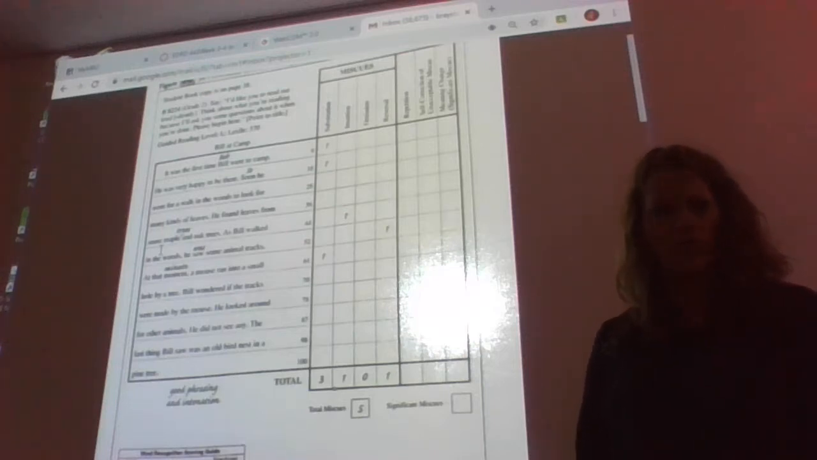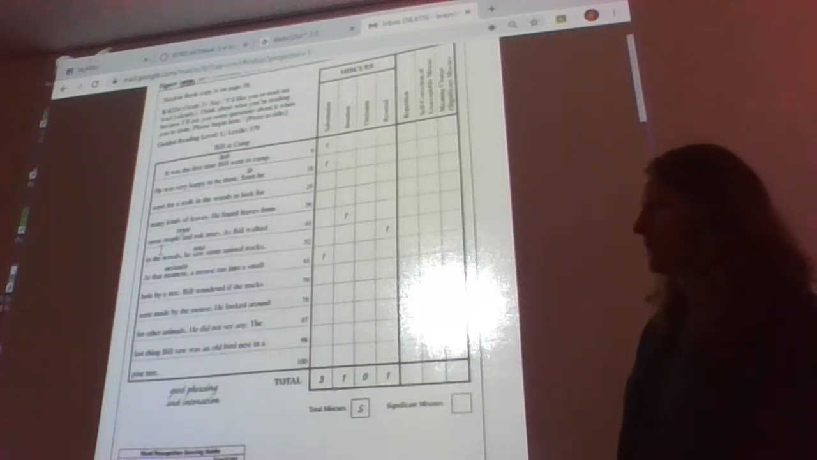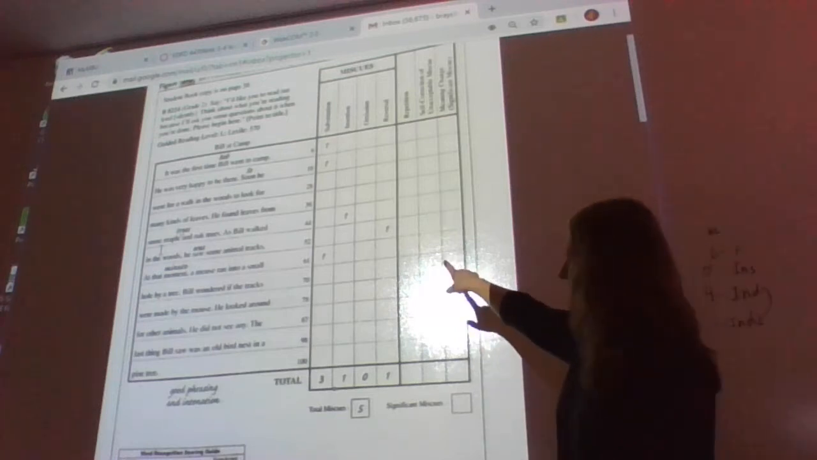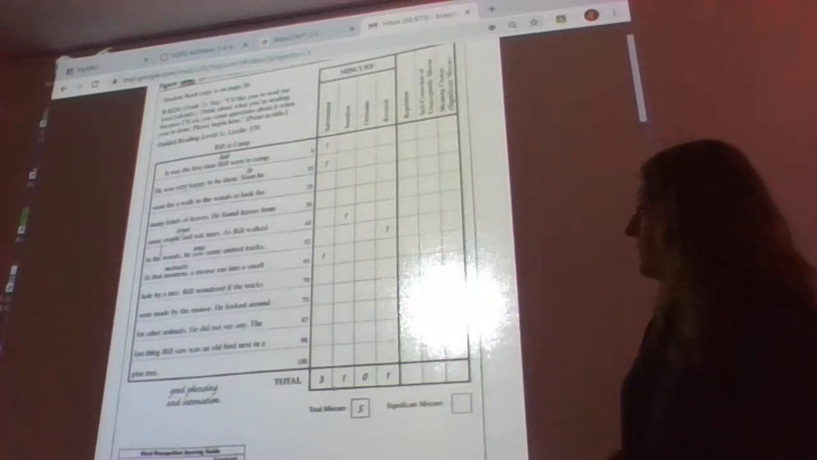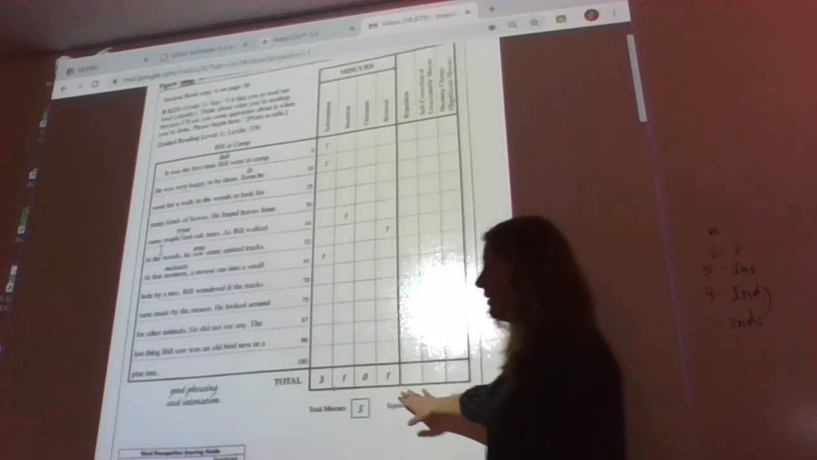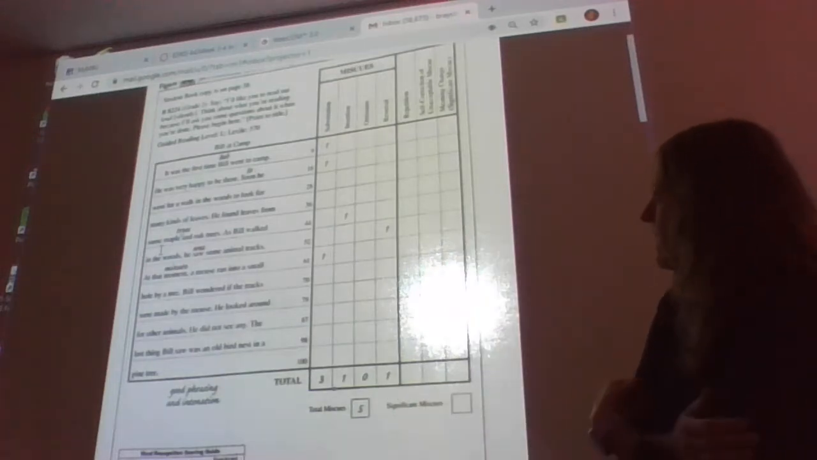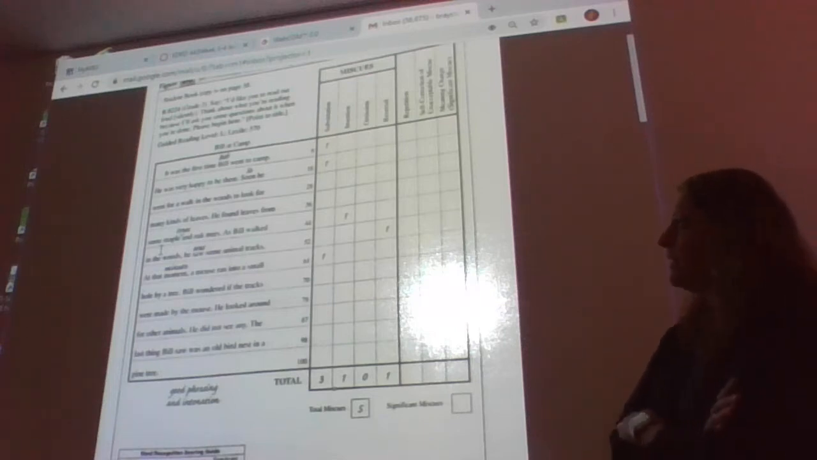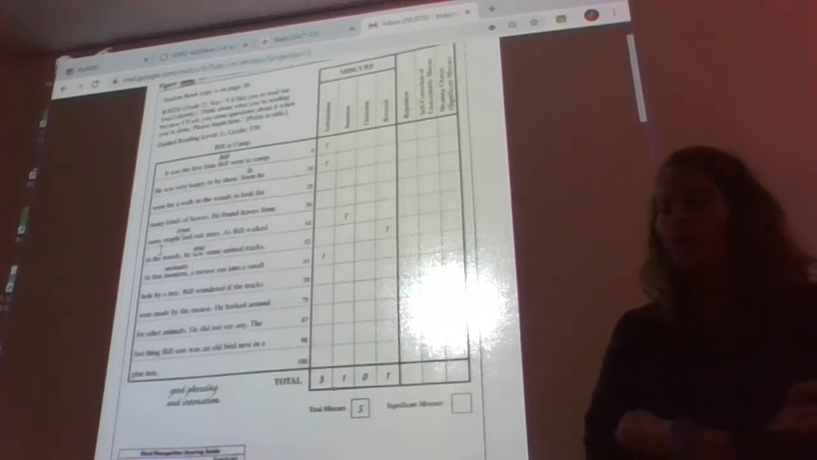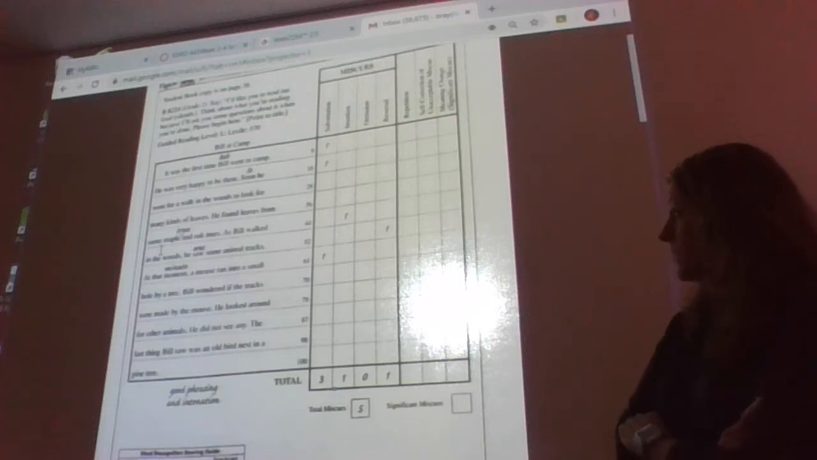As Bill walked in the woods, he was some animal tracks. That's what we call a reversal. And there are certain words like was for saw that we are going to see. Sometimes our readers will read a reversal, and so we counted it there as a reversal. And on this side, everything counts as an error, you will see. And then he said, at that minute, a mouse ran into a small hole by a tree, versus at that moment. So that is also a substitution.